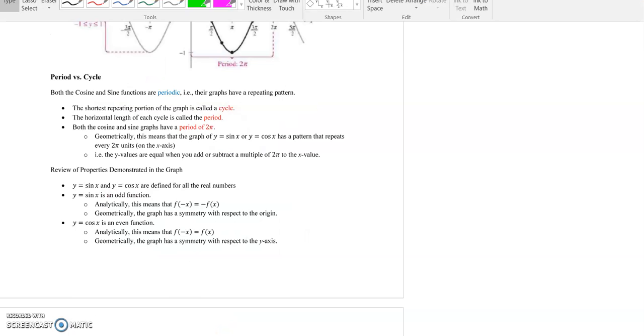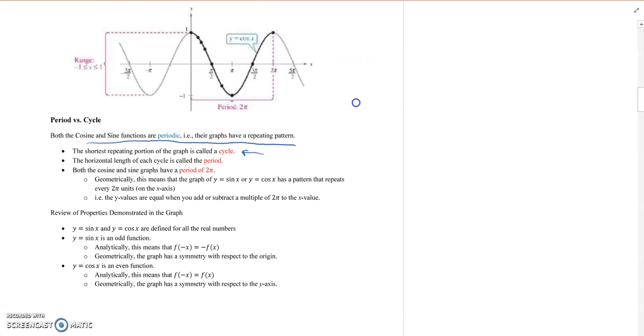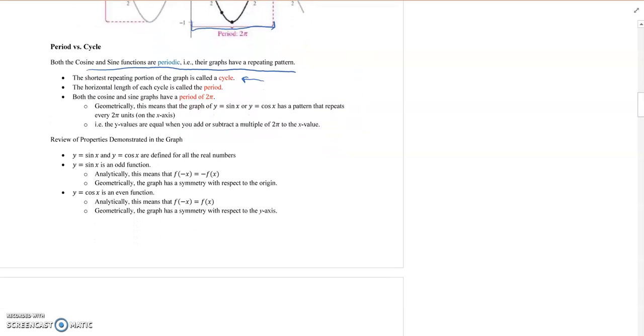As stated before, both sine and cosine functions are periodic. In other words, their graphs have a repeating pattern. The shortest repeating portion of the graph we call a cycle. The horizontal length of each cycle is called the period. So you can see here is the length of one cycle on a cosine graph, and it's 2 pi. The period for both sine and cosine graphs is 2 pi.